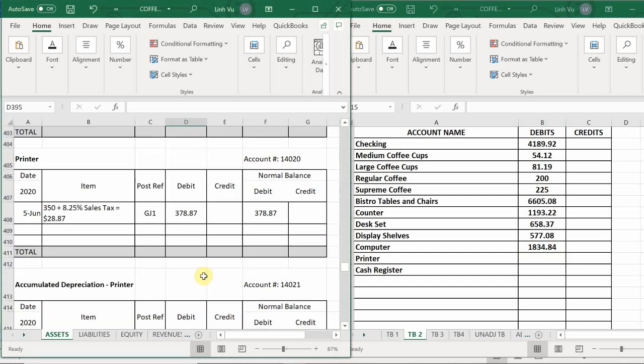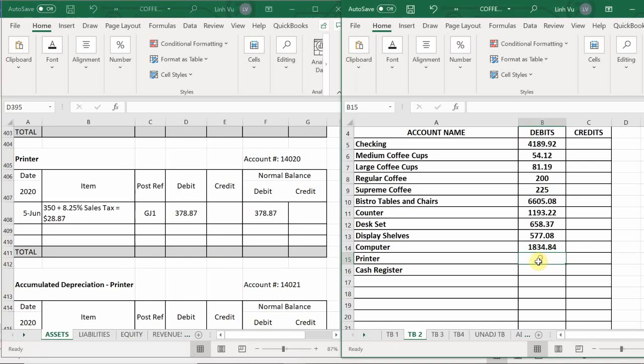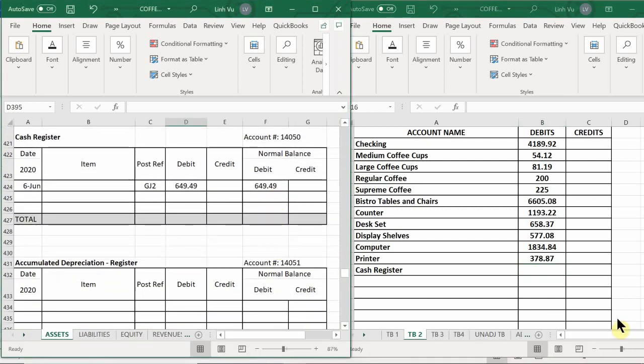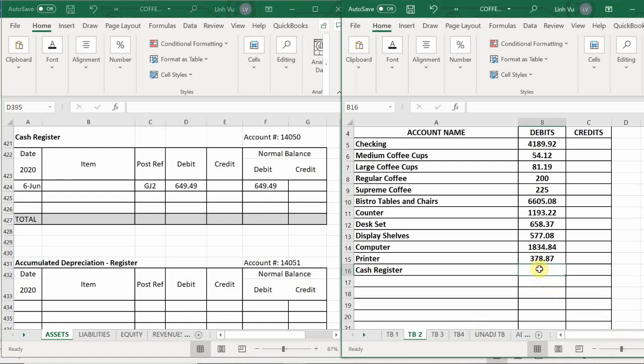And then our printer was 378.87. And last but not least, our cash register is 649.49. Oop, typo right there. 649.49.